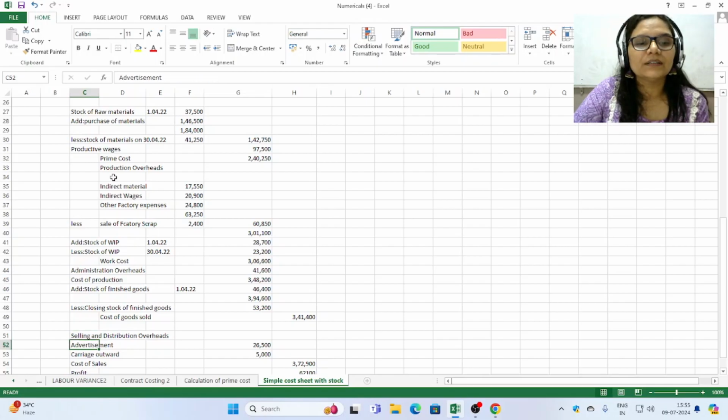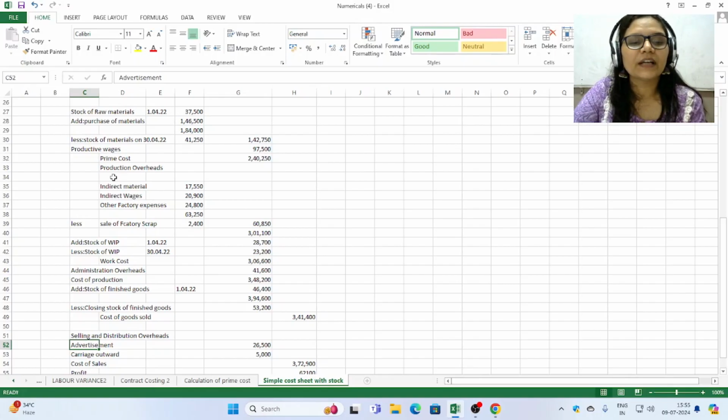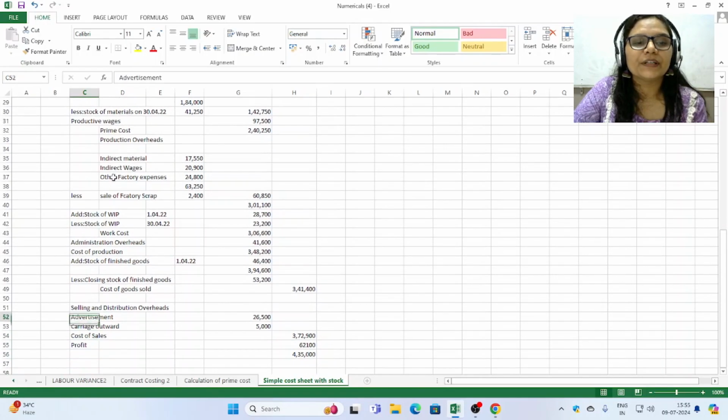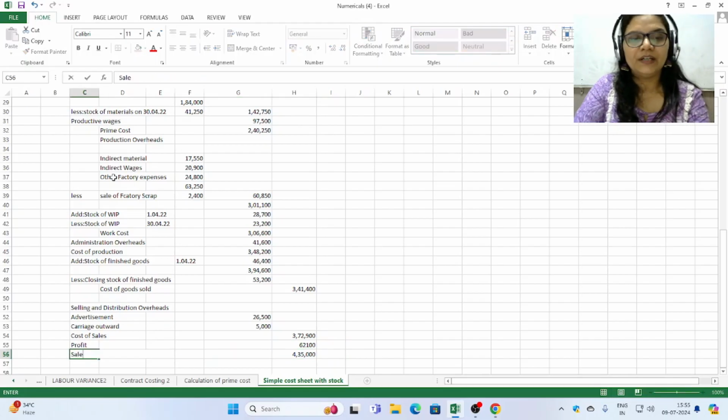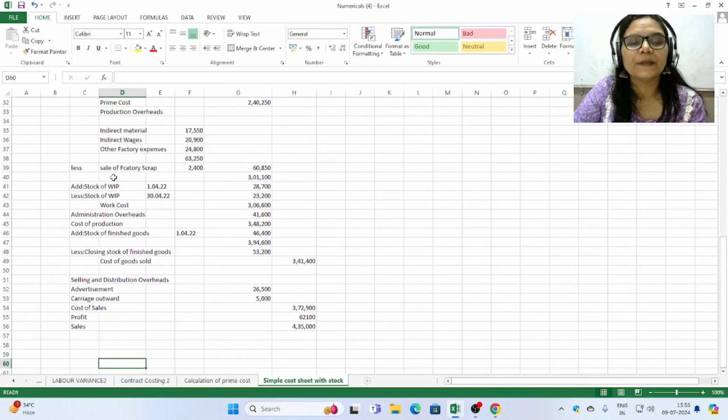We will add selling and distribution overheads, as we have already discussed. These are the expenses which are related to when we are incurring a certain kind of sales, and those interrelated expenses are recorded under selling and distribution overheads, and that is advertisement, carriage outward, cost of sales, and profit. So all these costs have been recorded, and finally we get the profit 62,100, and this is your sales. From sales we have deducted cost of sales and we get 62,100 as a profit.